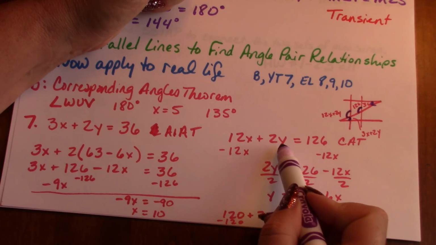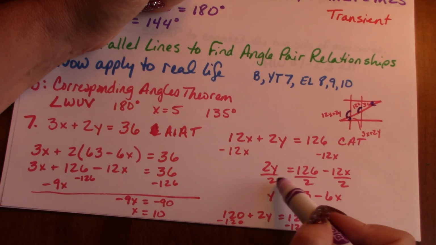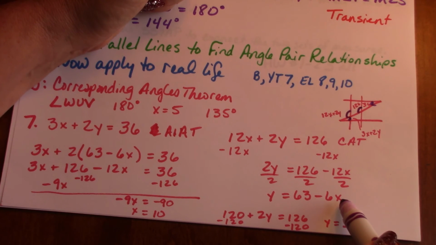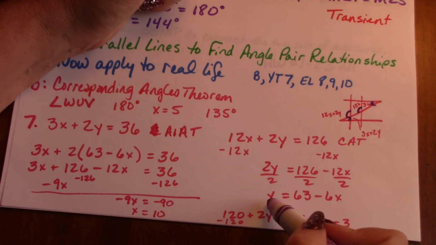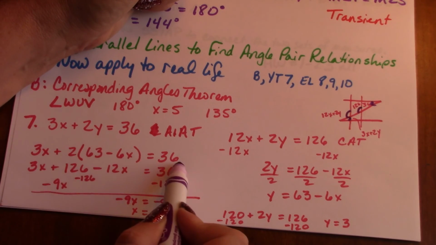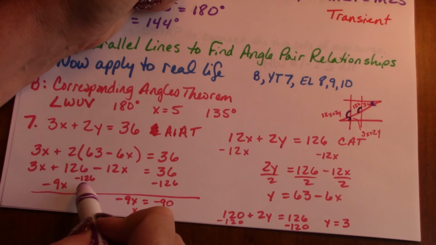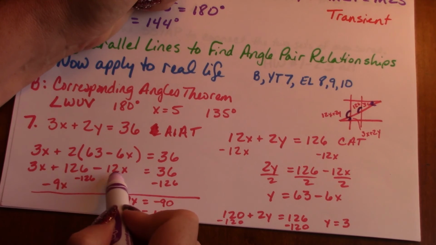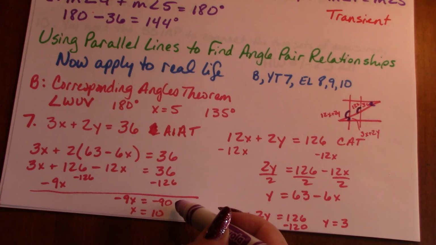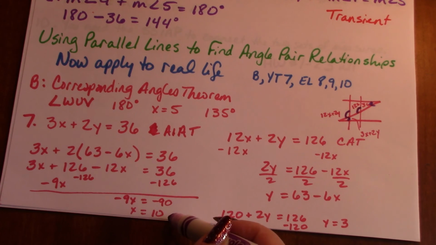So here what I've done is I'm solving for y. I subtract 12x from both sides and then divide by 2. So y equals 63 minus 6x. I'm going to take this and substitute it for y here. 3x plus 2 times that equals 36. So I've distributed my 2. And I've combined like terms and subtracted 126 from both sides, and I get negative 9x equals negative 90, so x equals 10. And when I stick x equals 10 back into this equation, y equals 3.